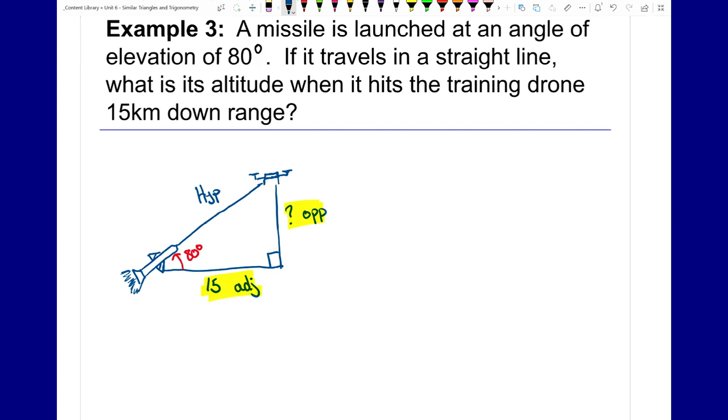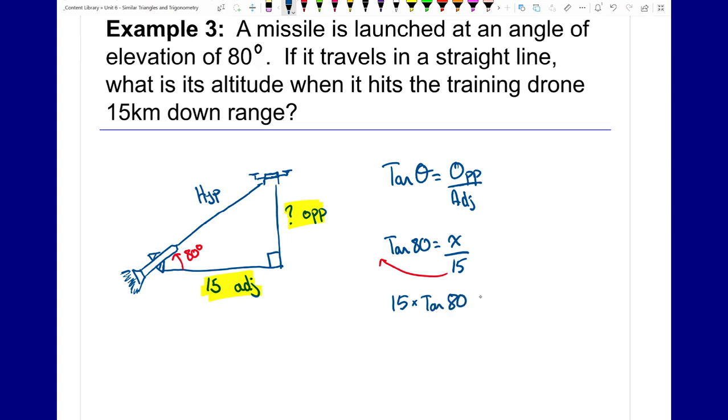The ratio that deals with it, because we're dealing with O and A, is tan. So tan theta equals opposite over adjacent. Now I'm going to fill in my information, something we didn't really have to do in the first example. So tan of 80 is equal to an unknown, we can call it x, over 15. The missing piece is on top, so I bring the bottom up and multiply. So 15 times tan 80 is equal to x. Now we can just solve.